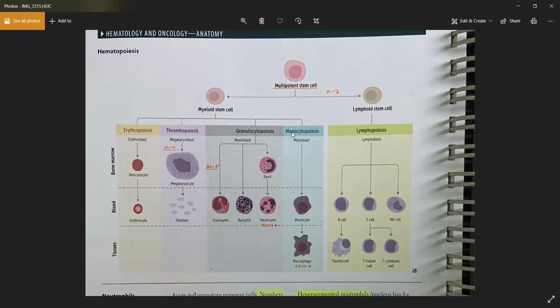Then they can also undergo monocytopoiesis, in which they will first become the monoblast cells. These monoblast cells will form the monocytes, and these monocytes will be circulating in the blood. Whenever the monocytes go to the tissues, you will call them the macrophages. So these macrophages are nothing but the tissue monocytes.